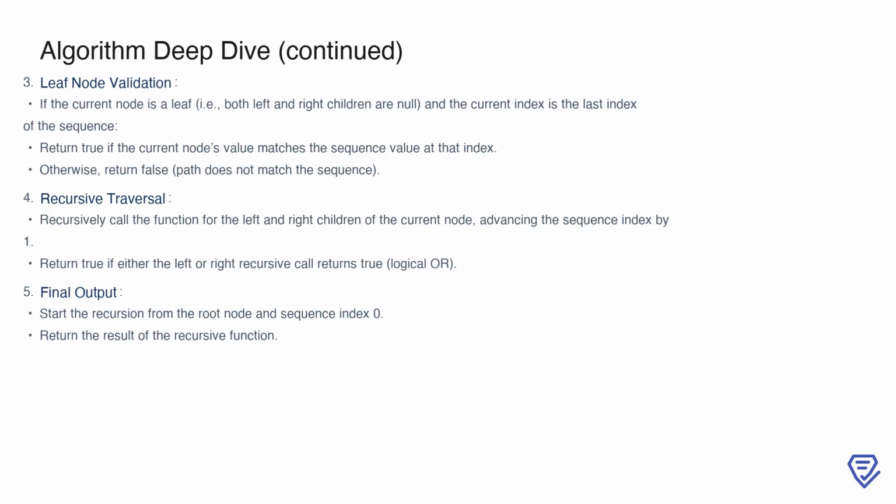After handling leaf nodes, we proceed with recursive traversal. At this point, the algorithm explores both the left and right subtrees of the current node, advancing the sequence index by 1 for each recursive call. If either the left or right subtree returns true, we know a valid path exists, so we propagate that result up the recursion stack using a logical OR. Finally, the algorithm starts recursion from the root node in sequence index 0, returning the result of the recursive function to determine whether the sequence matches any path in the tree.